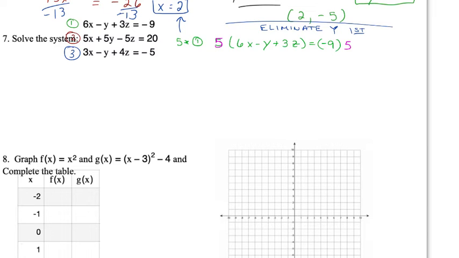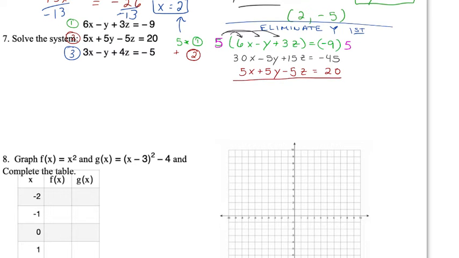Remember, keep your equation balanced. I've got 30x minus 5y plus 15z equals negative 45. I'm going to add this to equation 2, which is 5x plus 5y minus 5z equals 20. And let's get our new answer.